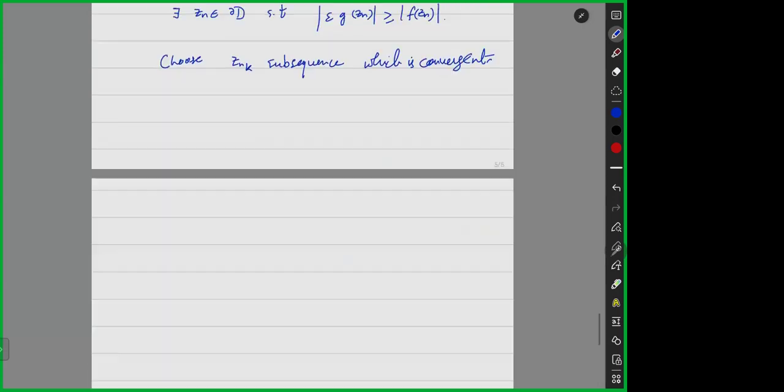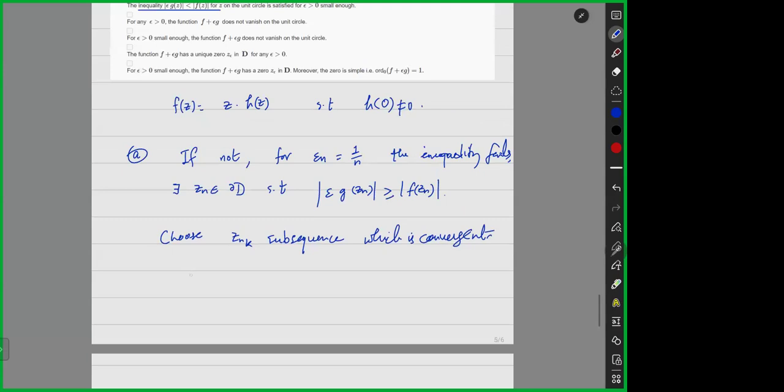Then for this convergent subsequence, what happens? Z_nk goes to some point z naught, and epsilon_n times g of z_nk goes to zero anyway. Why? Because g is a continuous function and epsilon is going to zero. So g of z_nk goes to some particular number, but epsilon_n goes to zero. So this goes to zero.